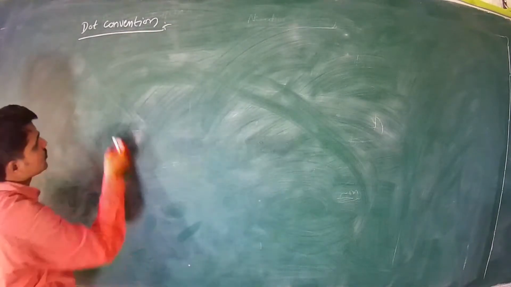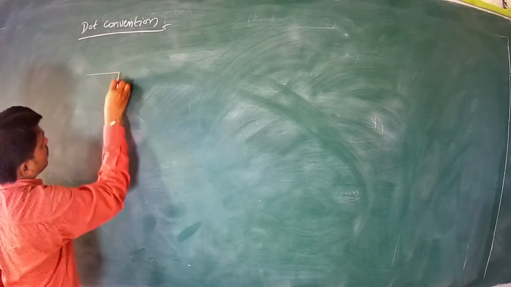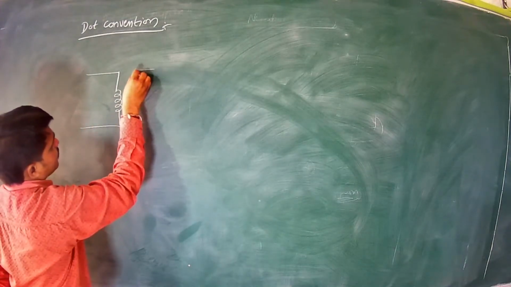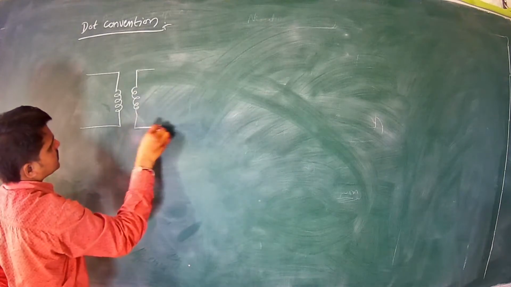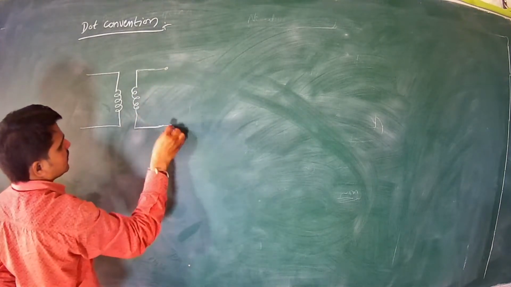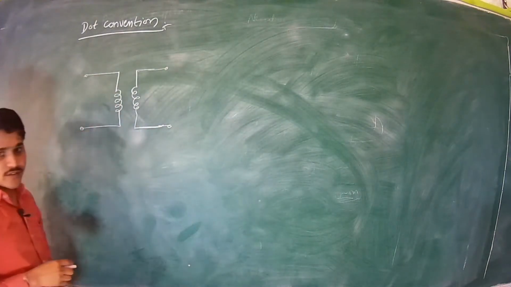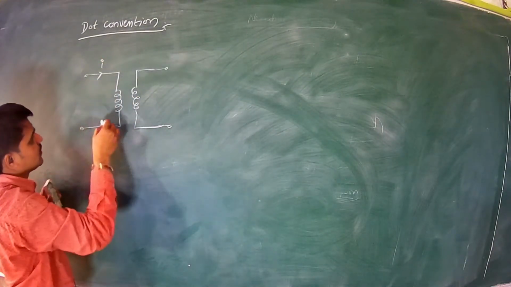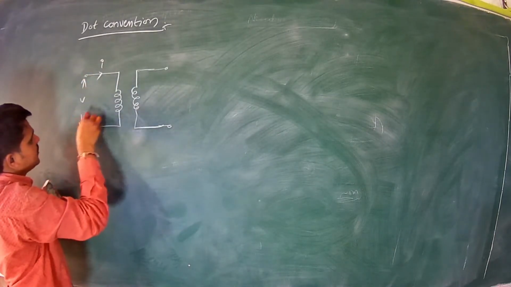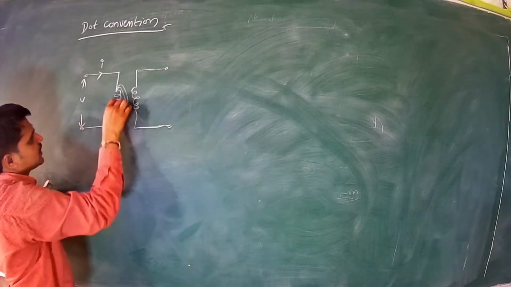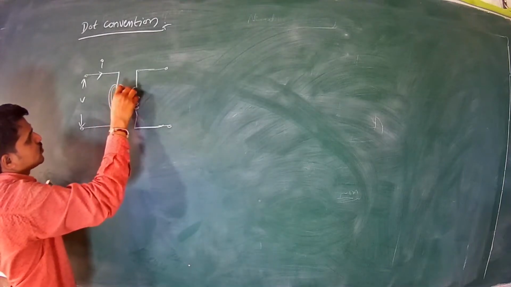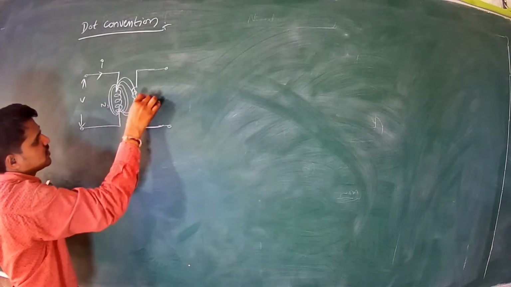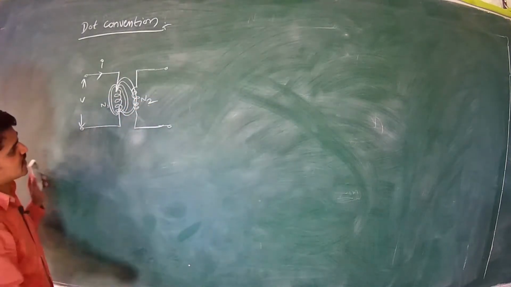Now see here, we have the dot convention, very simple. We have two coils in close proximity, such that they are magnetically coupled. Now when you apply the voltage, current flows, and of course flux flows like this. This flux is not only linked with the first coil, but also linking with the second coil, with N1 and N2 turns. So the dot convention says the following.